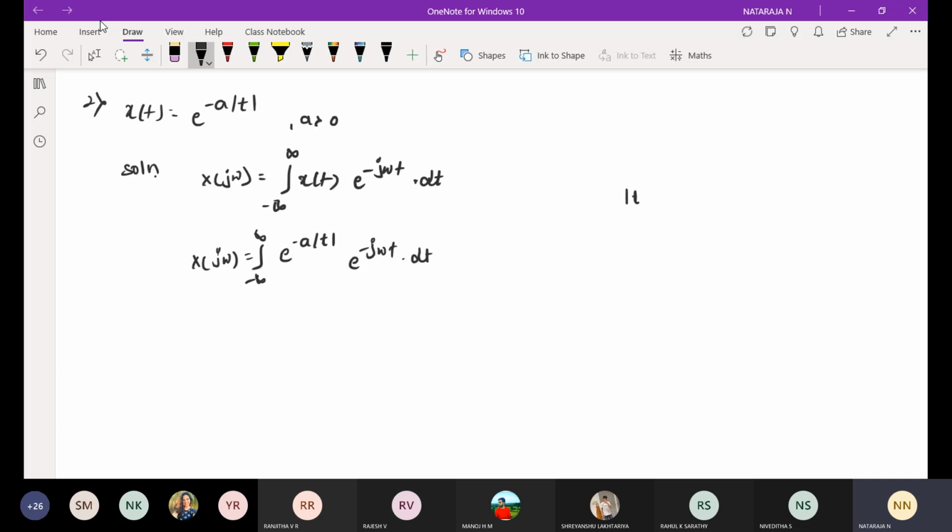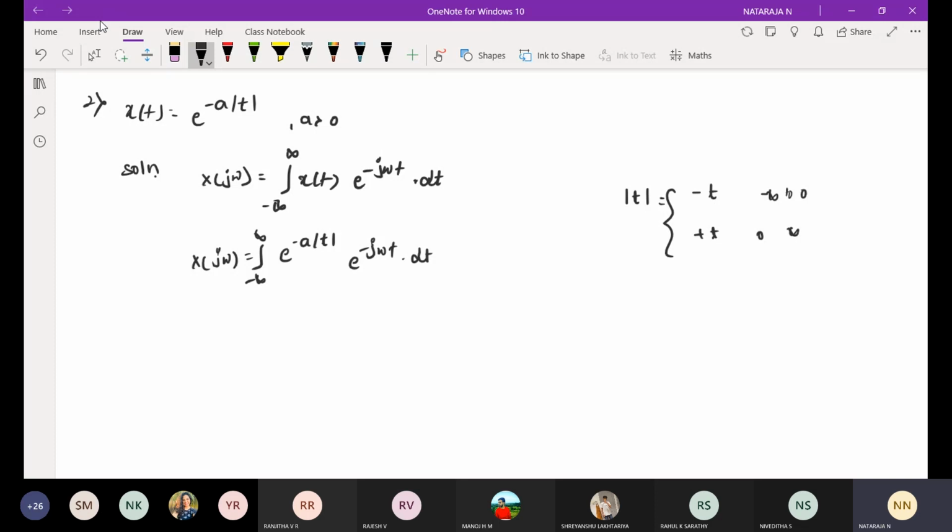What is magnitude of t? Magnitude of t will be minus t and plus t. What are the limits for minus t? It will be from minus infinity to 0, and plus t will be from 0 to infinity. These are the limits for magnitude of t, that is, minus t and plus t. So I'm going to replace t with minus t and plus t, and meanwhile change the limits.